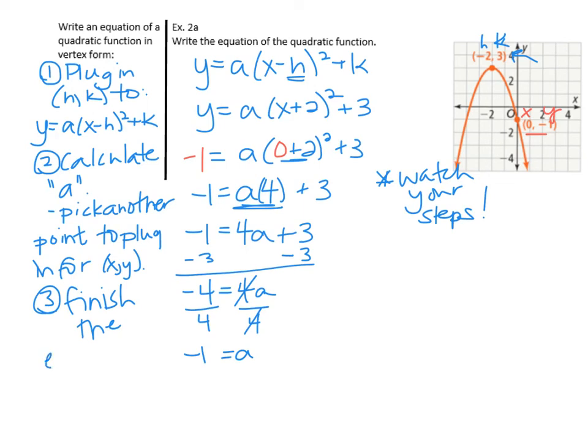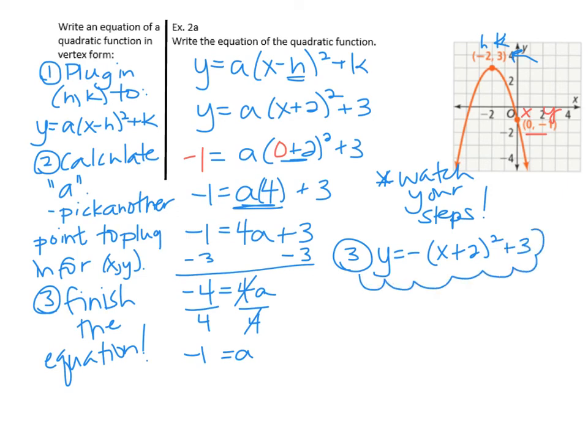To do that, we just plug in a up where we did in step 1. So we have y equals a, which is -1. The 1 is optional, but keep the negative part. And then keep (x plus 2) squared plus 3. That's the equation of your quadratic function for that graph in vertex form.